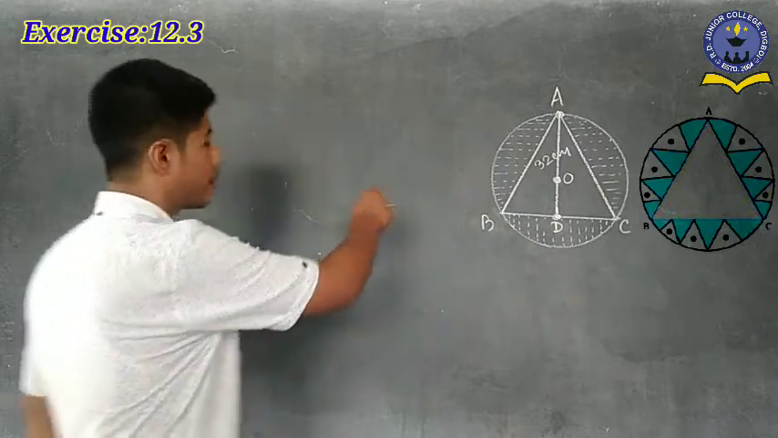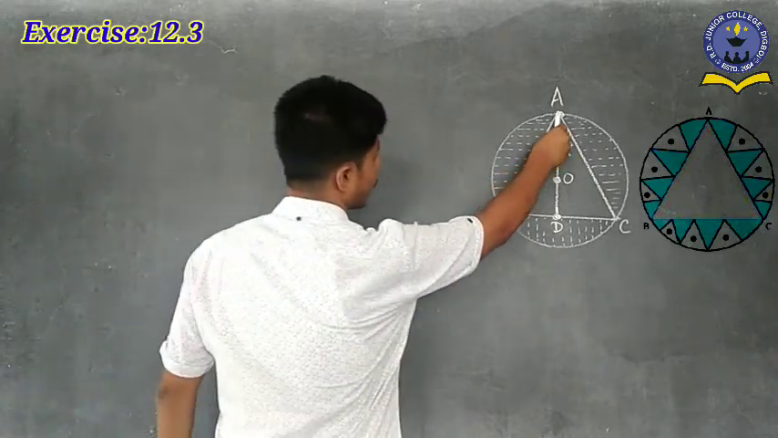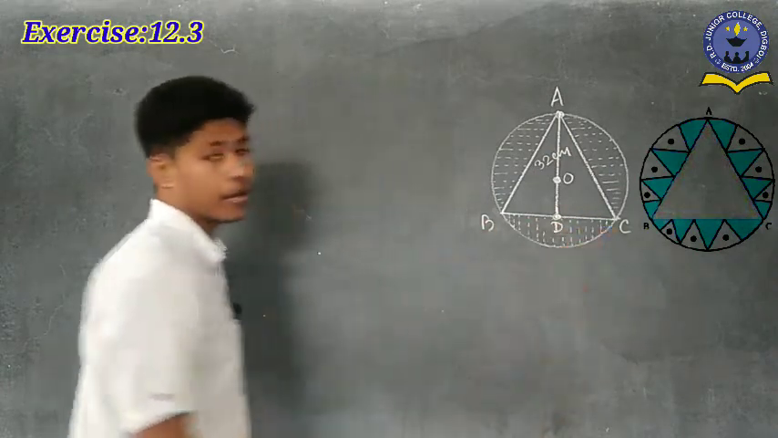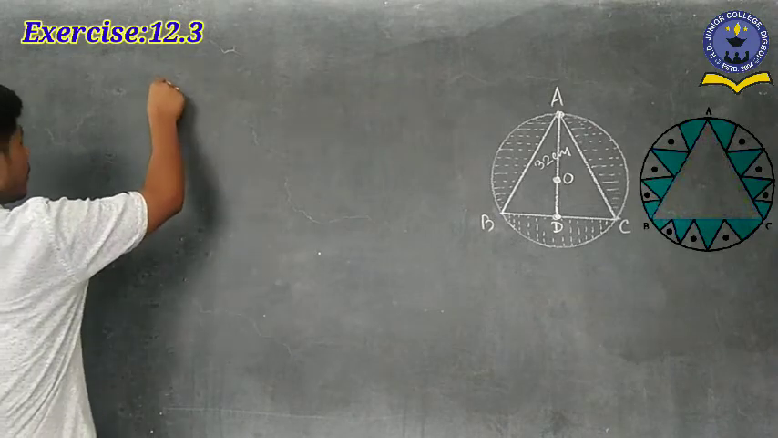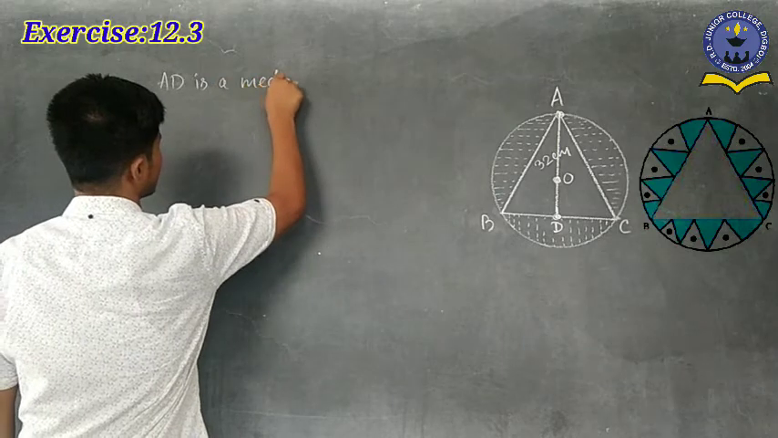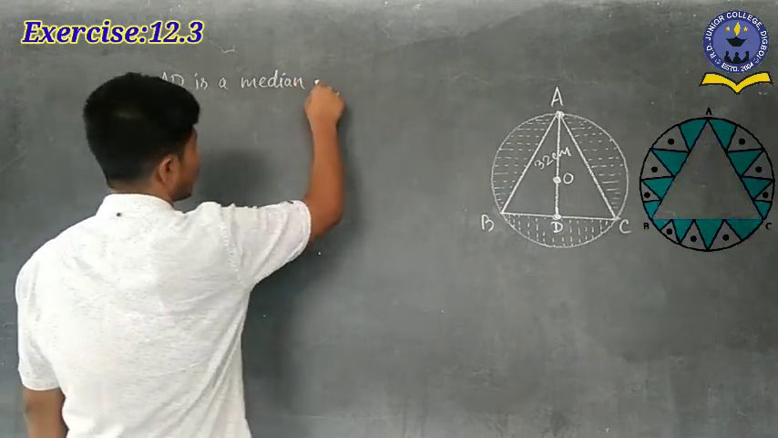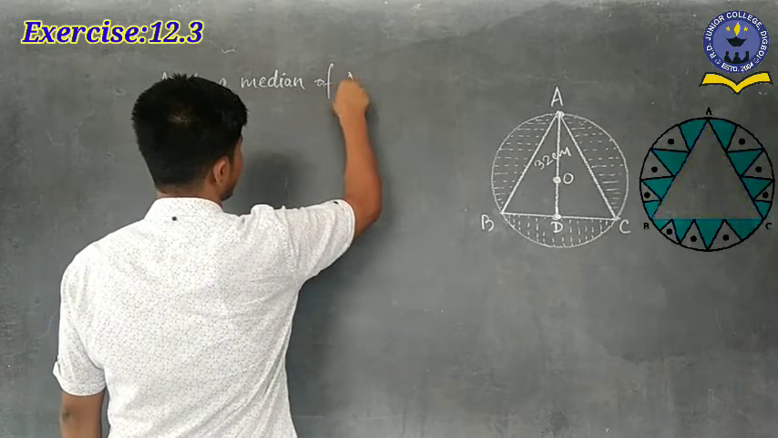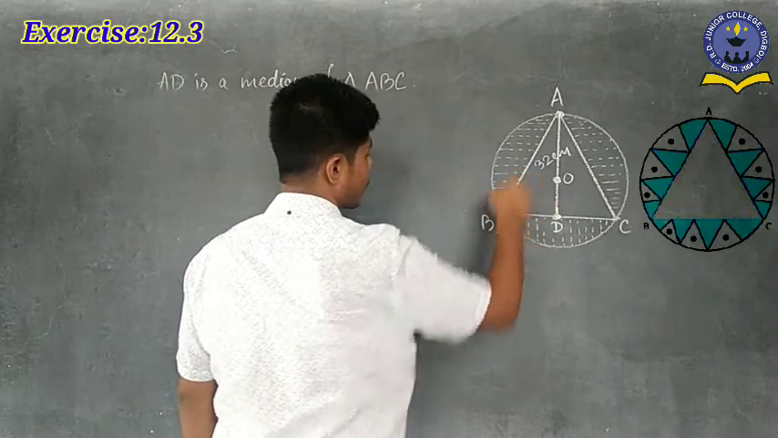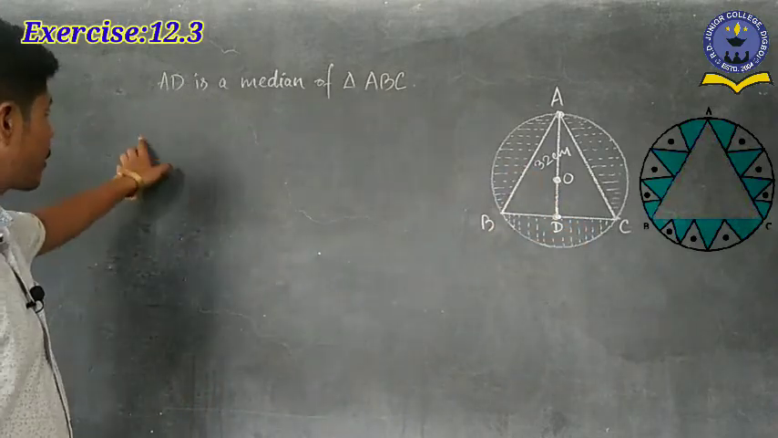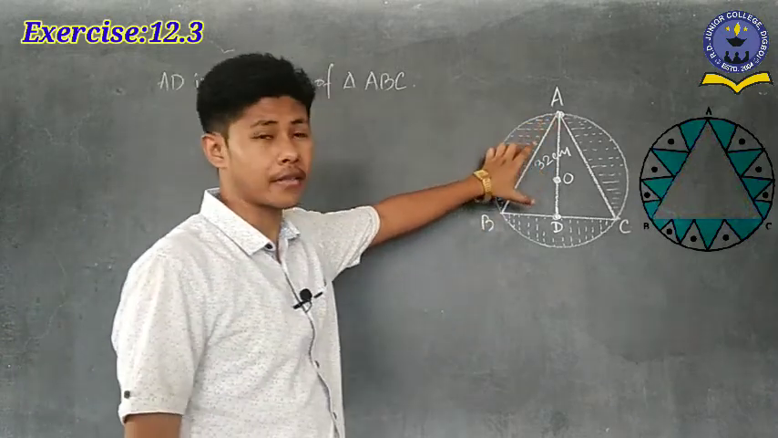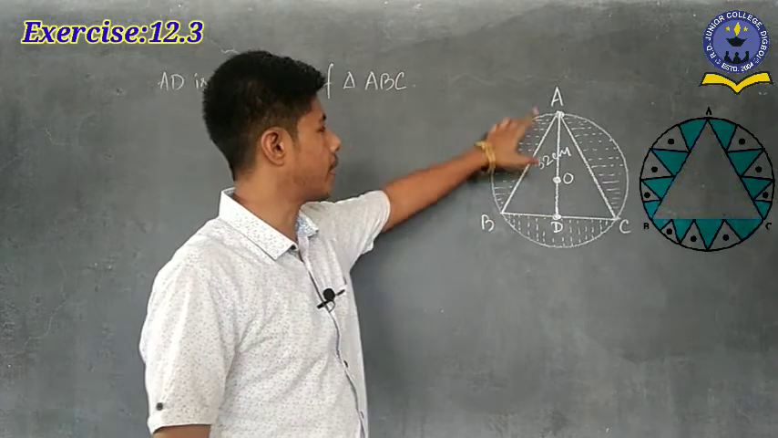For this, if we draw a median here, AD is the median of triangle ABC, isn't it? So AD is a median of triangle ABC. Is it clear? Now, if it is a triangle, then there is a property we know. Since OA is the radius, the radius is equal to 2/3 of the median.